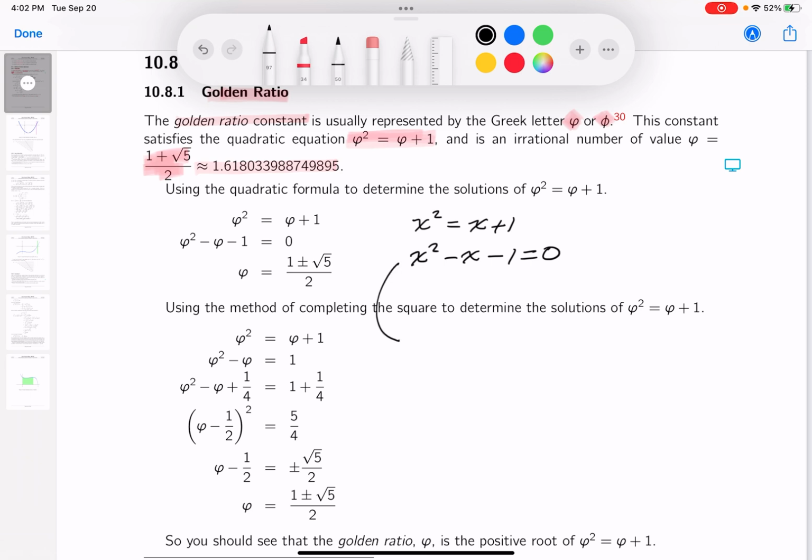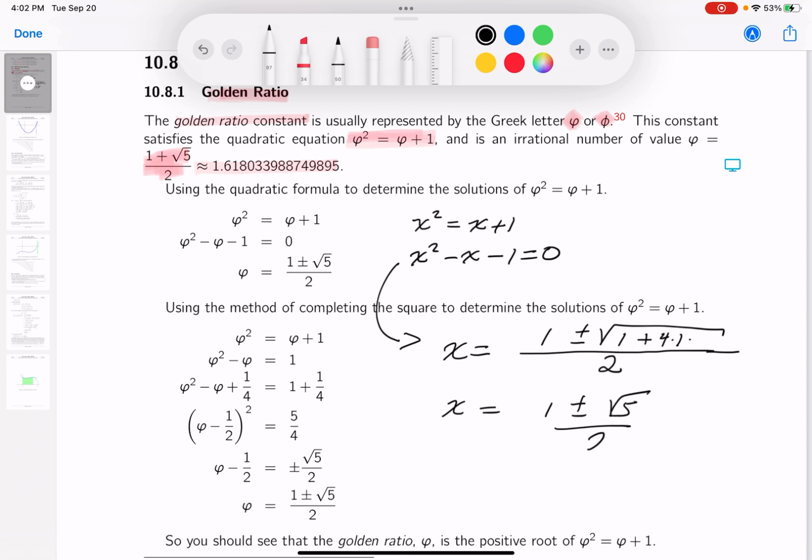I'm going to use the quadratic formula in this. That says x equals the opposite of the coefficient on the linear term, plus or minus the square root of the coefficient of the linear term squared, which is 1, minus 4 times a, which is 1, times c, which is minus 1, over twice the coefficient on the square term. And what do you get there? x equals 1 plus or minus the root of 5, over 2.